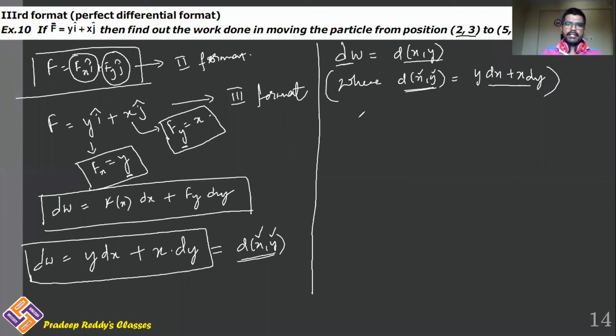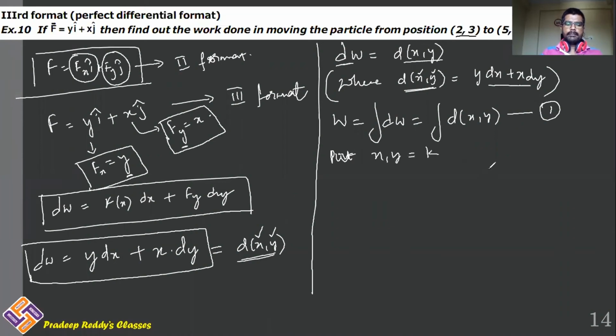Now I want to integrate this in order to calculate net work done. W is equal to integration dW, that is integration d of x comma y. Let me take this as equation number 1. So simply I'll consider x comma y is equal to k, some constant I am considering.